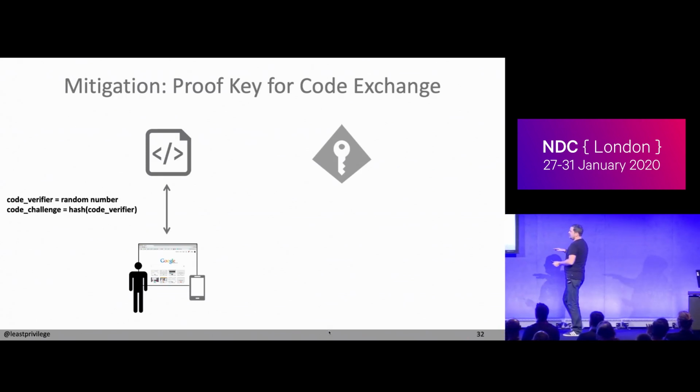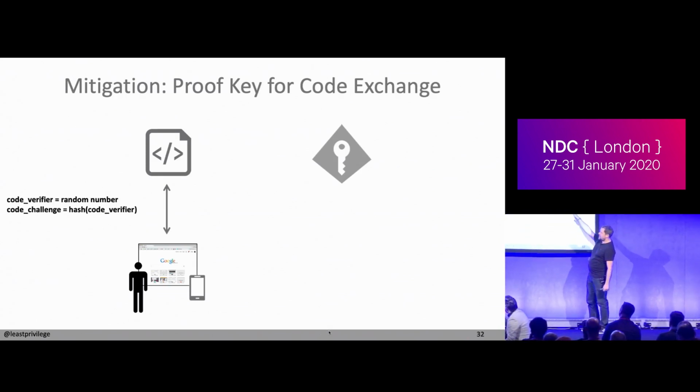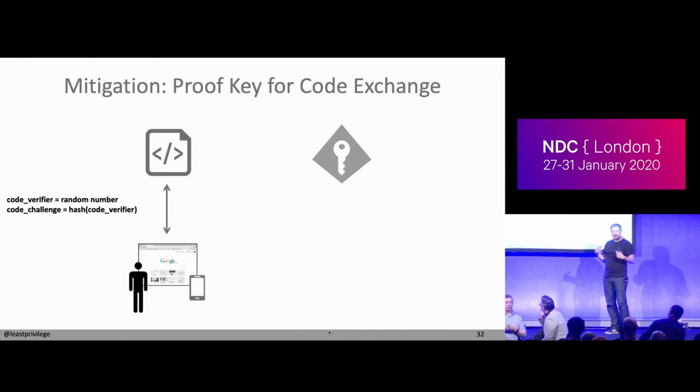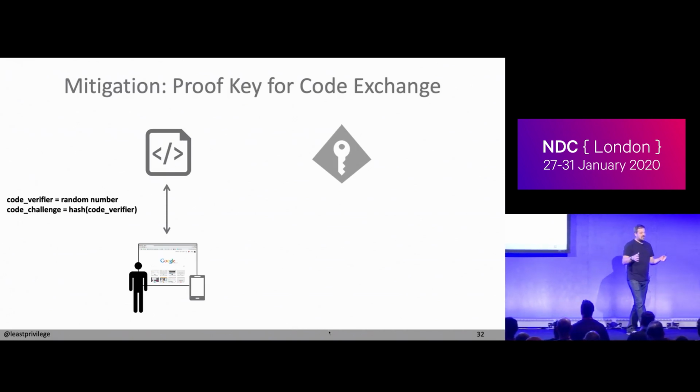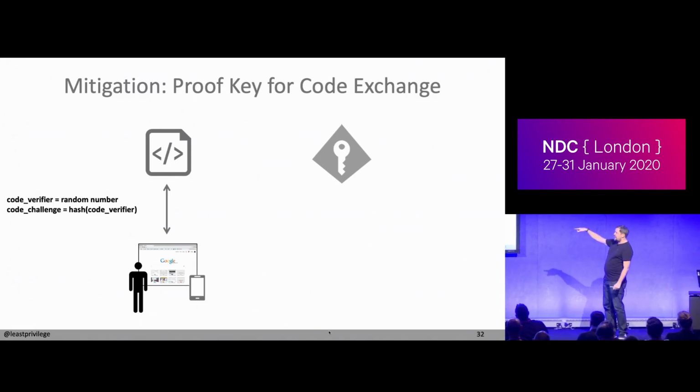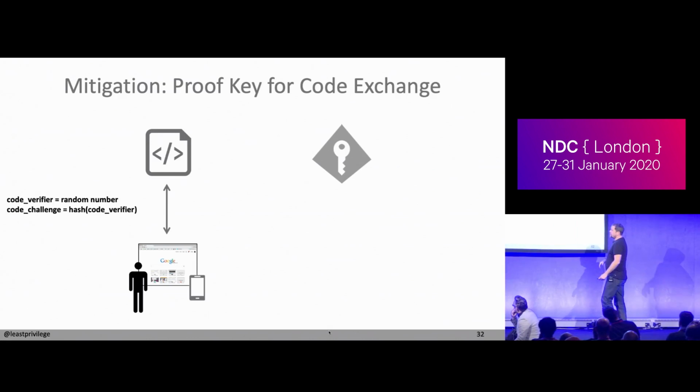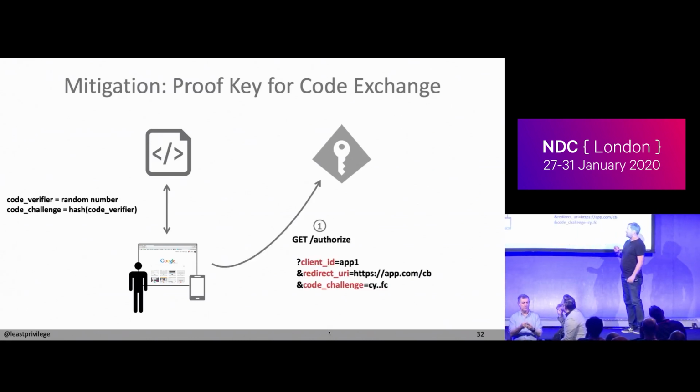The idea is the client, before he starts the authorization request, creates a random number. That's a secret that only the client knows. And then he hashes that random number. The random number is called the code verifier. The hashed version is called the code challenge. So now he's sending the hashed version of that number in the authorization request.